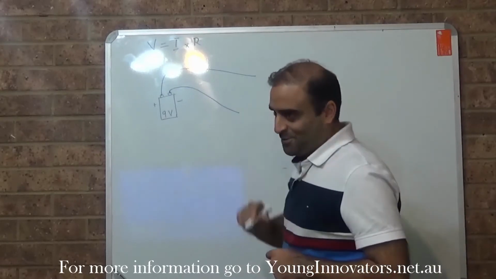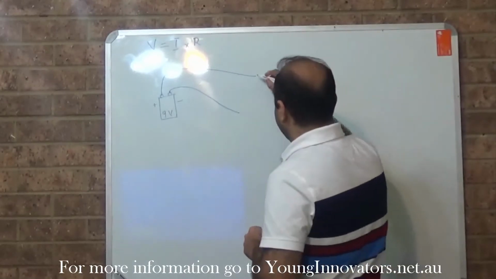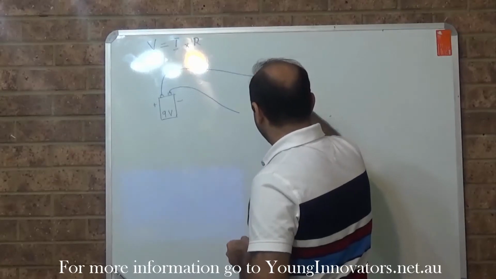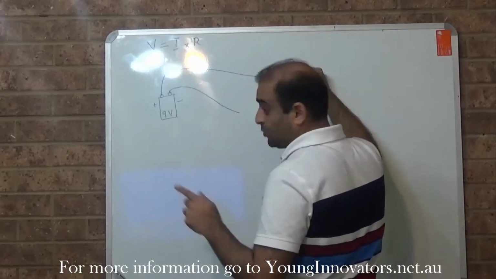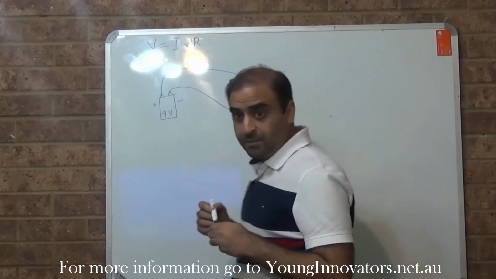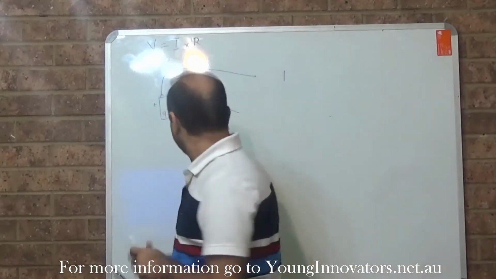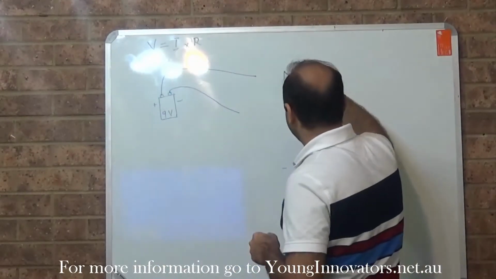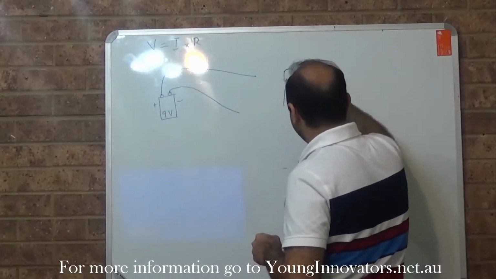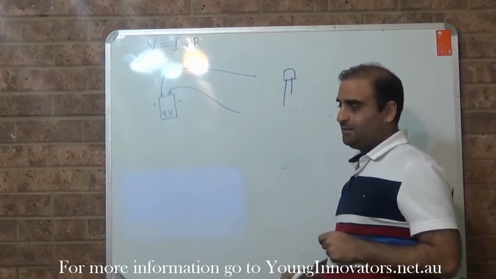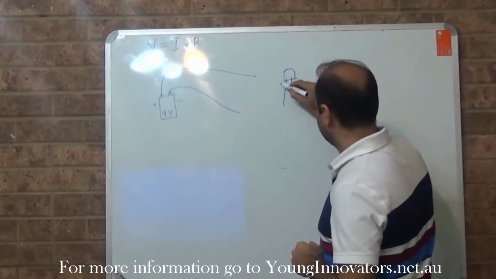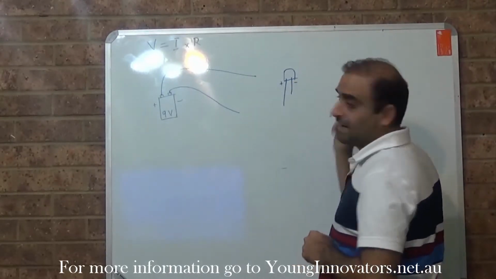Now this is a test for you guys. If I put the LED, so the LED you saw, let me cover the battery. If you look at the LED carefully, it has a longer side and a shorter side. So what is the longer side? Positive. Exactly. So that's positive and that's negative.